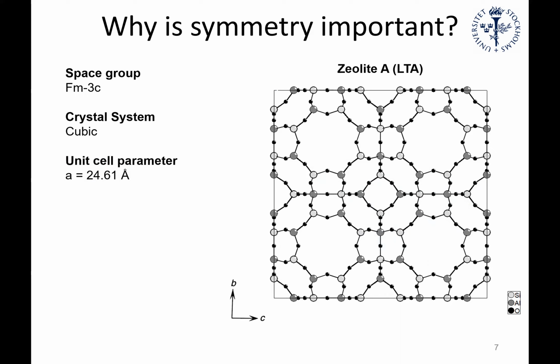But still, we can further simplify this down. So still, in one unit cell, this is the structure of a zeolite, zeolite A. It has a cubic structure with a unit cell length of 24.61 angstrom. But still, if you were to describe this whole unit cell, it's quite a lot of atoms to have to describe. I think there's about 500 or so atoms in just one unit cell of zeolite A.